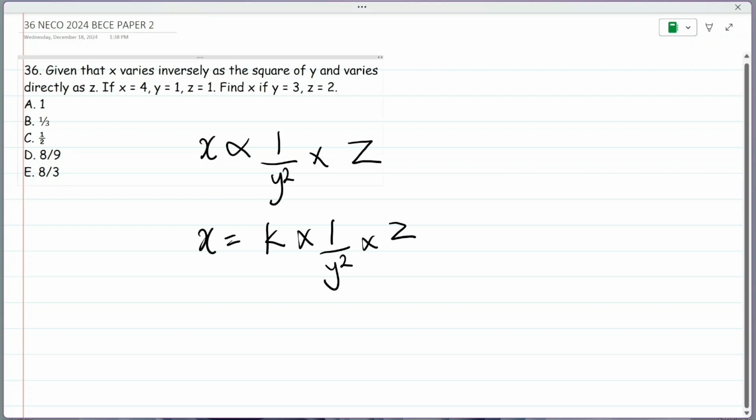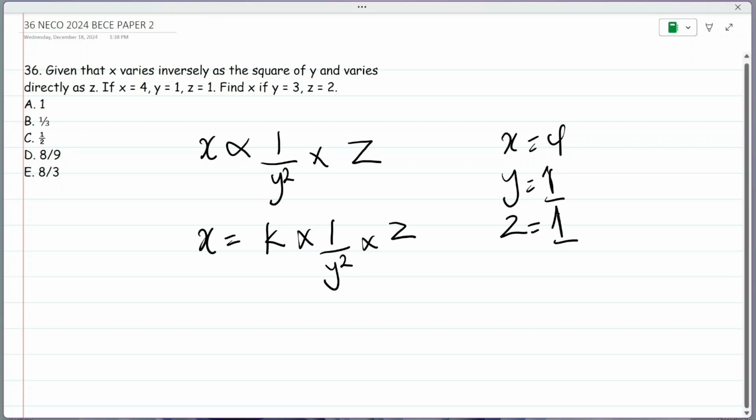Now, looking at what we've been given, if x is 4, y is 1, and z is 1, this is just to help us to find our k constant. The first piece of information you get is to help you find your constant, which you use as a standpoint to find whatever you're told to find, or create the formula and show the relationship between the variables. So we have our x equals 4, our y equals 1, and our z equals 1. With this, we'll find our k.